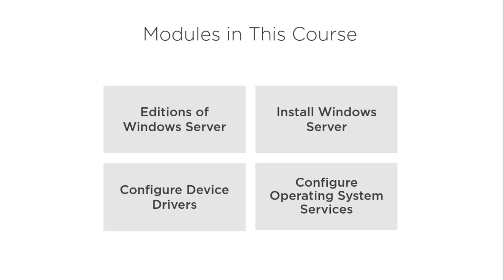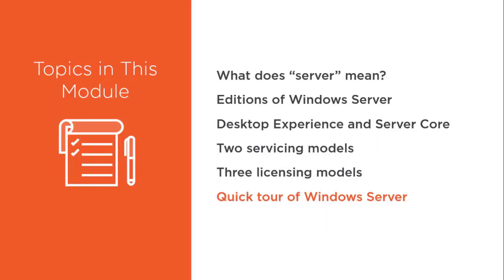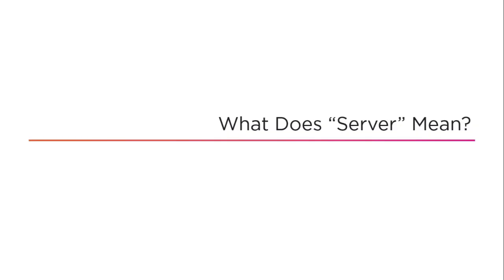So the first section is what a server means. Then editions of Windows Server, desktop experience and core, server core, two servicing models and three licensing models, and a quick tour of the servers. I will explain all these things one by one in my next slides. So what does server mean?